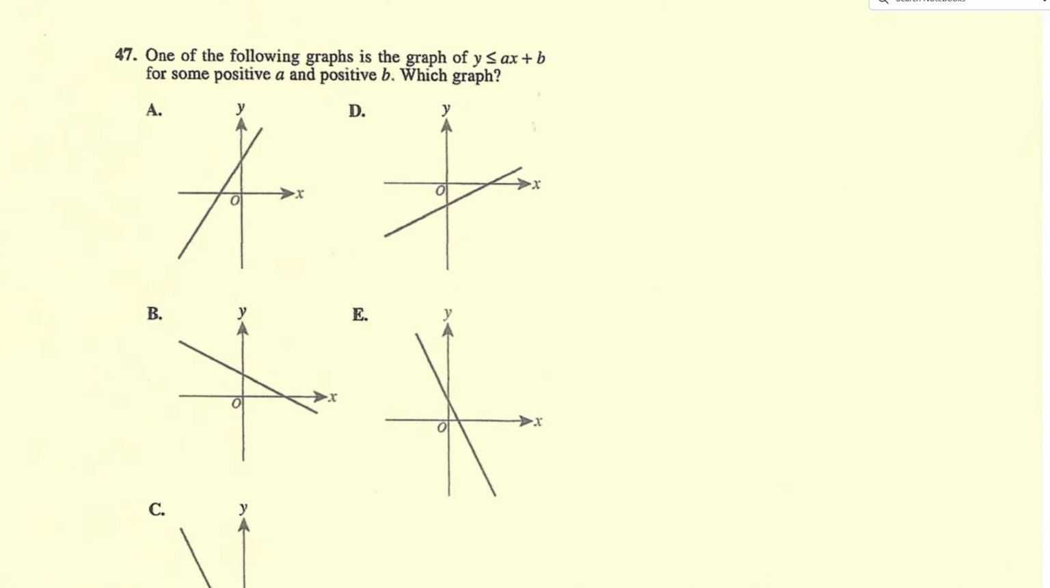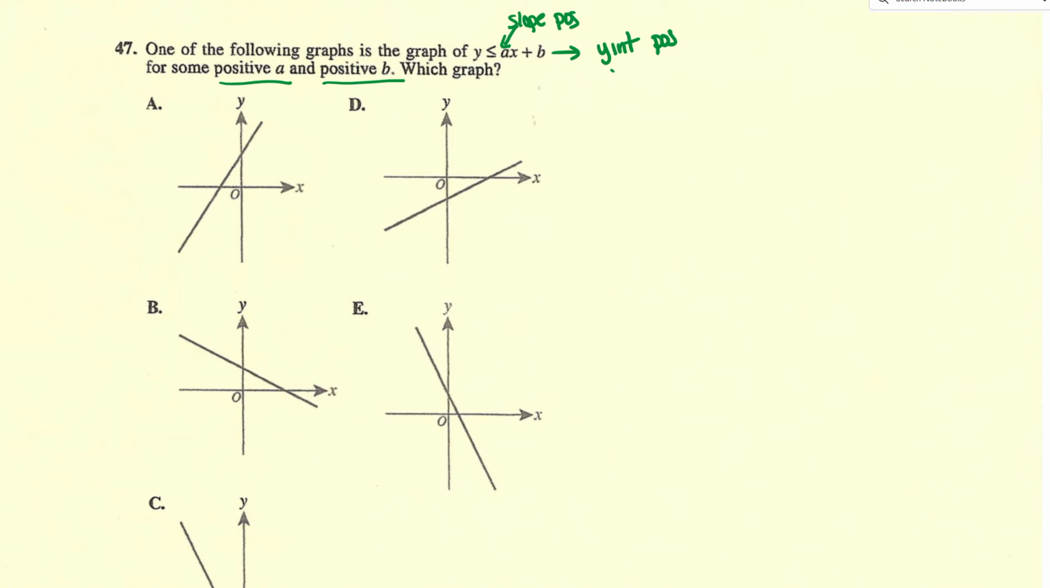All right, let's look at this 47. Notice there have been several questions that have been in the 40s, but aren't too terrible if you have a good grasp on this. It says, which of the following is the graph of this right here? It says A is positive and B is positive. That's telling me my slope is positive and my y-intercept is positive.